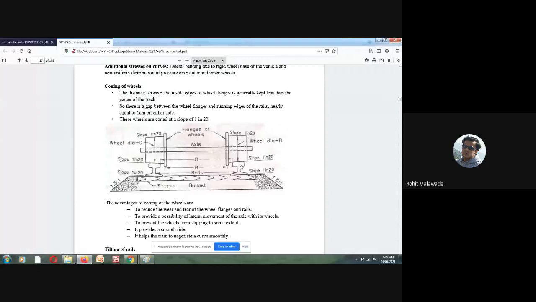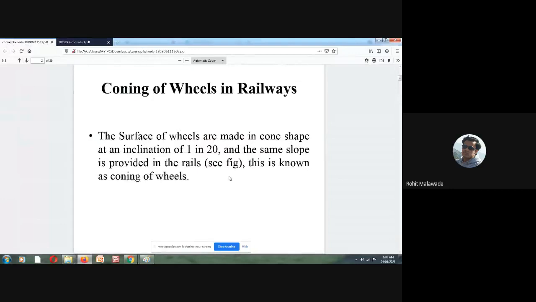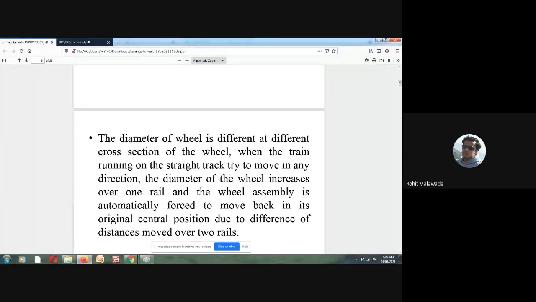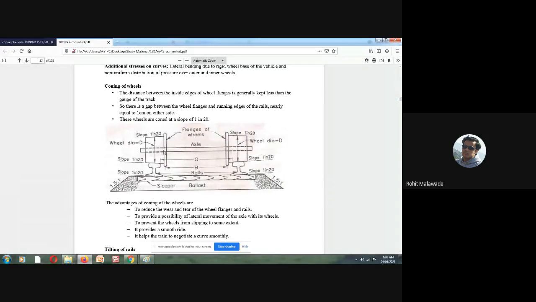Yes. The reason why we have provided this slope is, when we are moving on a straight track, what is going to happen? There is a possibility that the wheel will be moving continuously in and out, right? And if we don't provide this slope, there is a possibility of derailment.